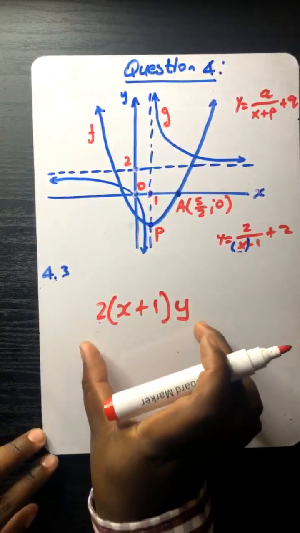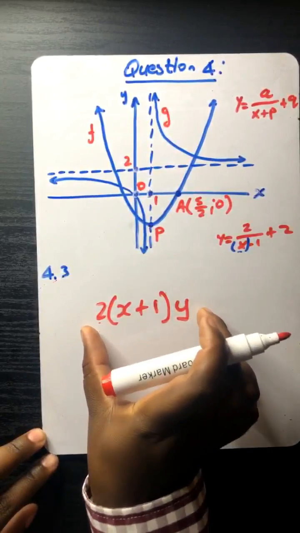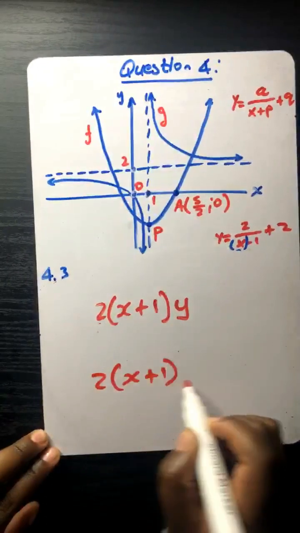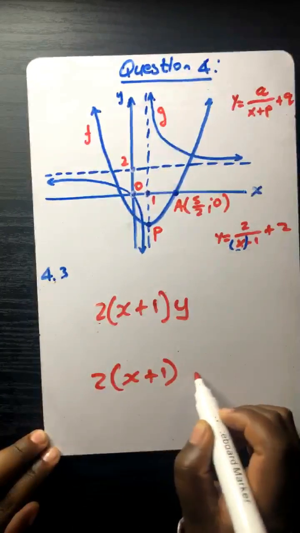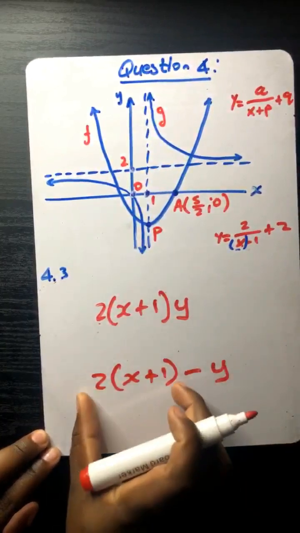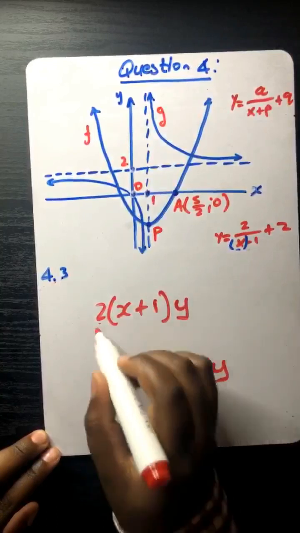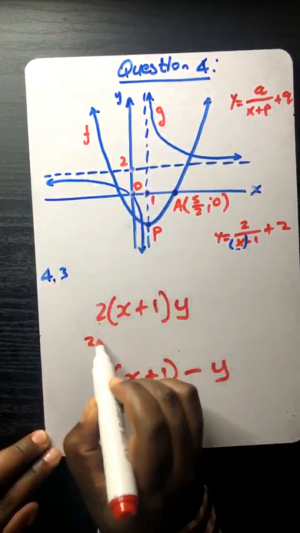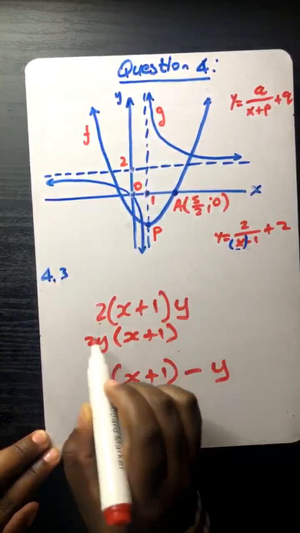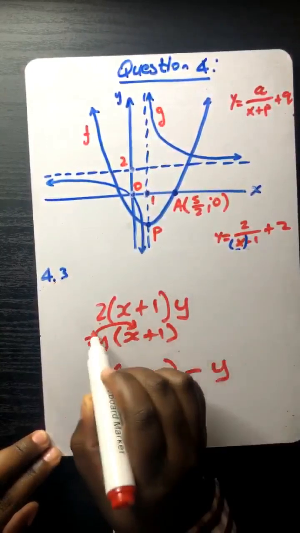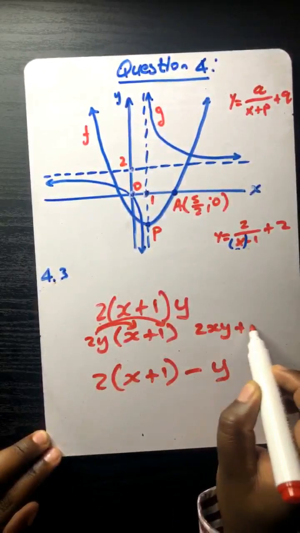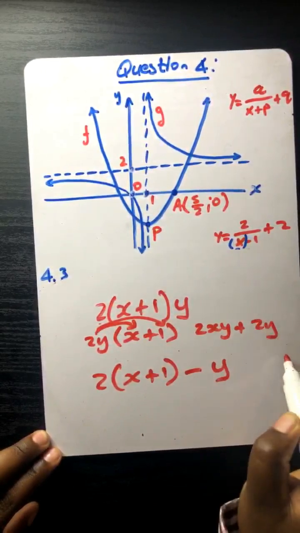Okay. This is because the whole of this is a term. This is one term. But the moment you have a sign of a plus or a minus in between, it becomes two terms. This is a term, this is a term. So for this one, you can write it as 2y into x plus 1. Then you multiply everything by 2y. Then you have 2xy plus 2y.